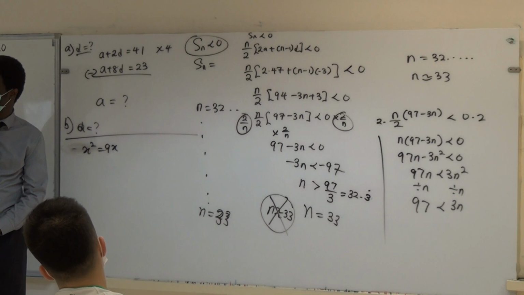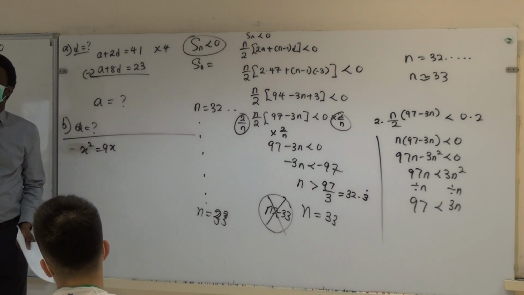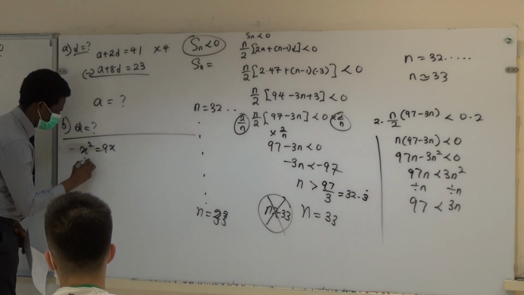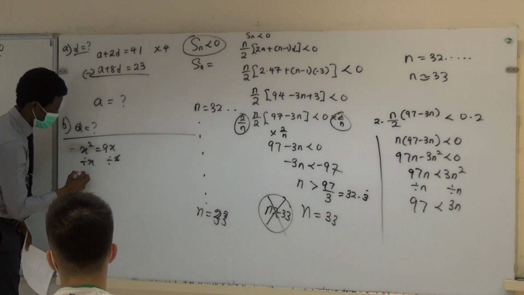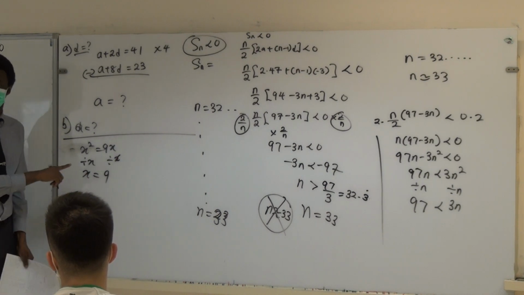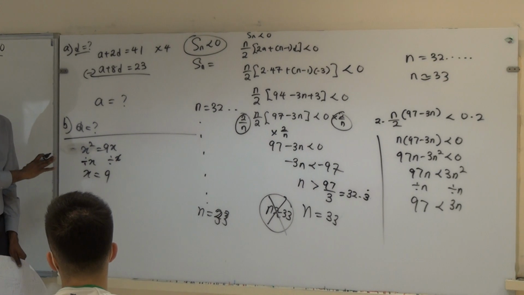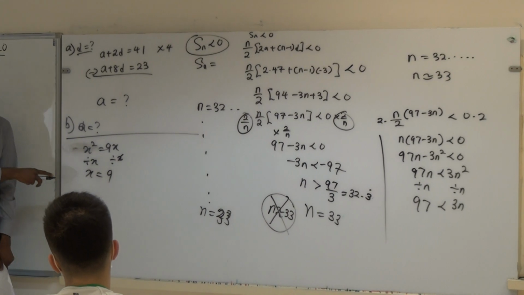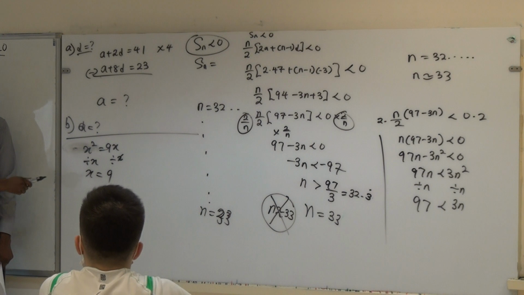Do you understand what she's saying? Do you know it's very tricky to just say divide by x, divide by x, then you say x is equal to 9? It's very convenient to write this. But it's wrong.